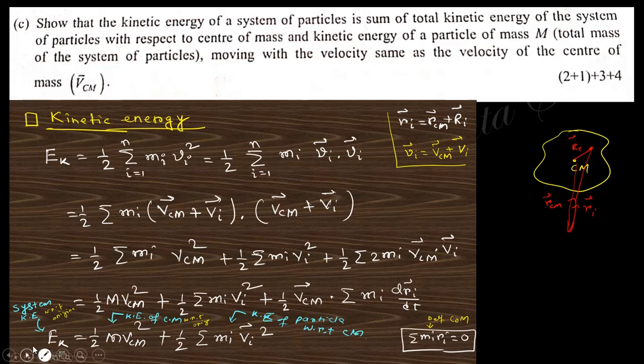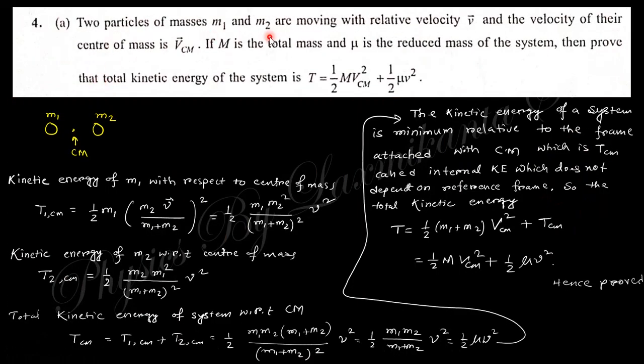Next question says two particles of masses m1 and m2 moving with relative velocity v, and velocity of their center of mass is vcm. If capital M is the total mass and mu is the reduced mass of the system, then prove that the total kinetic energy is like that. So the kinetic energy of mass m1 with respect to the center of mass equals this, and for mass m2 this one, and the total kinetic energy will be like that.